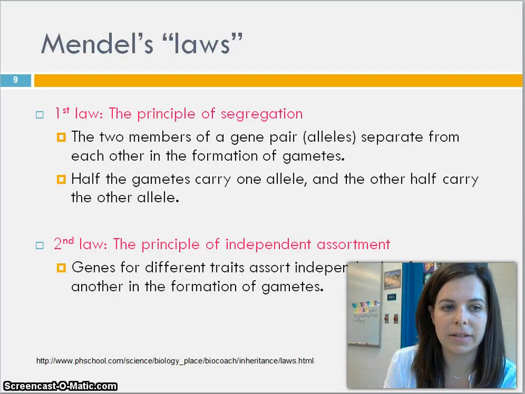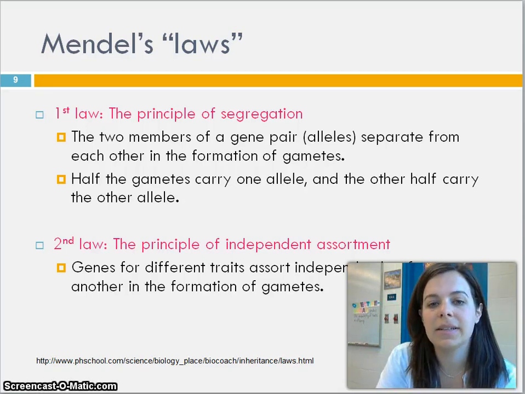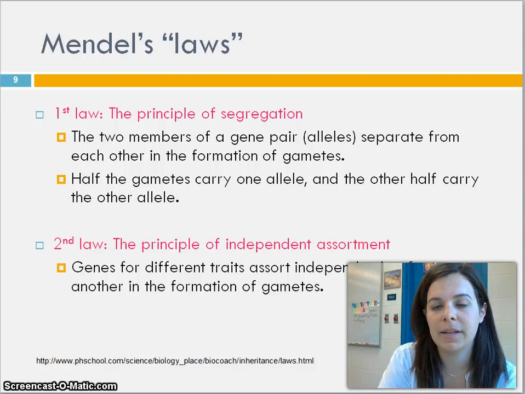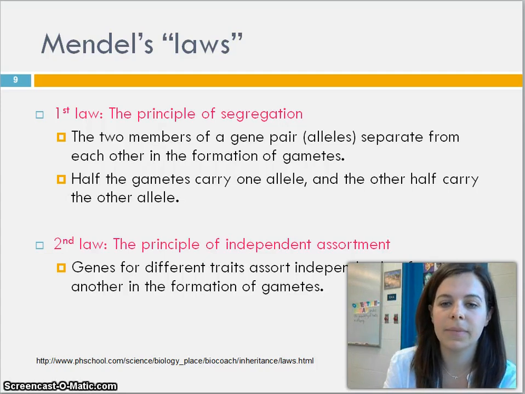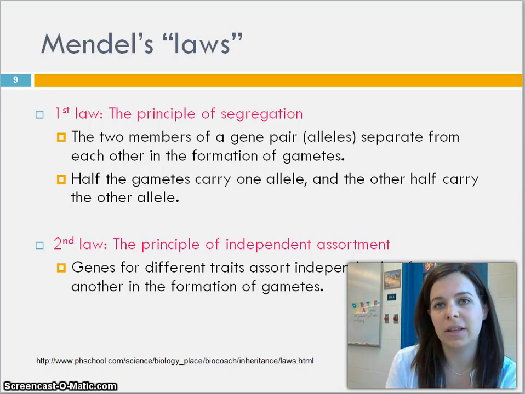So here are Mendel's laws. The first law is the principle of segregation. This means that the alleles separate from each other when gametes form. So you get one allele in the sperm and one allele in another sperm, or one allele in an egg and one allele in the other egg. Half the gametes have one allele and the other half have the other. He also found out what we call independent assortment, which we've already learned about. The genes for different traits assort independently of one another in the formation of gametes. So you can just as easily get a yellow pea that's round as a yellow pea that's wrinkled. So they are independent from each other.